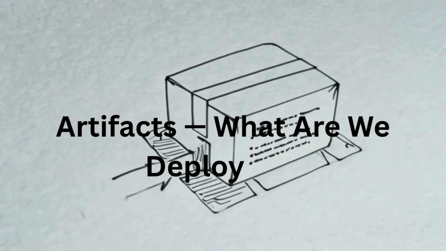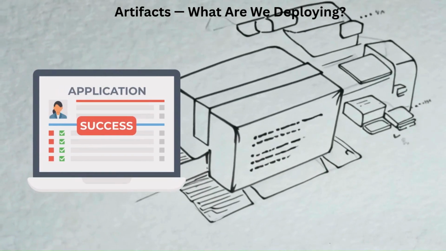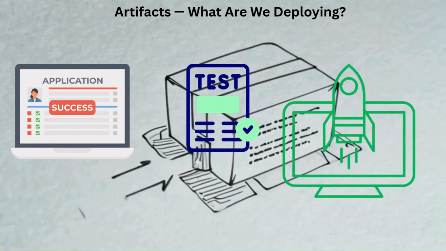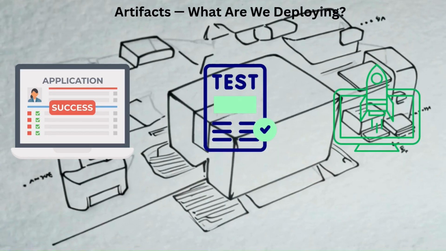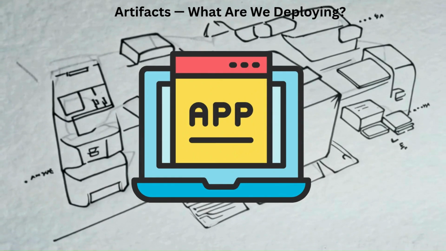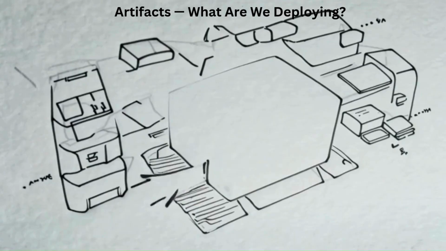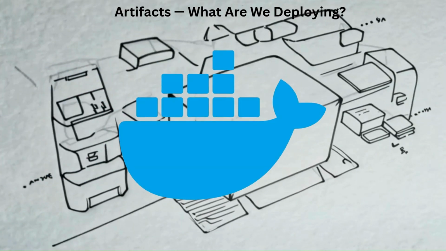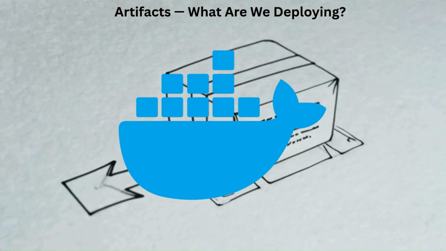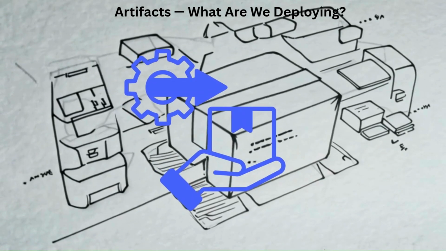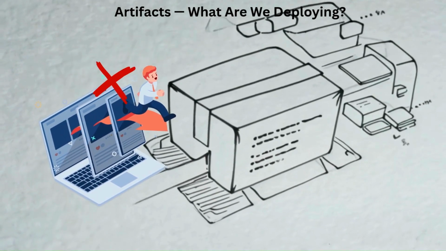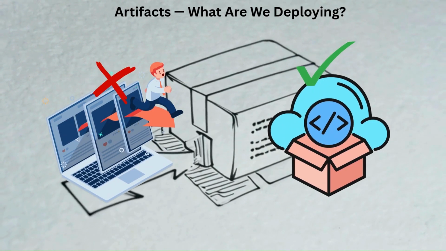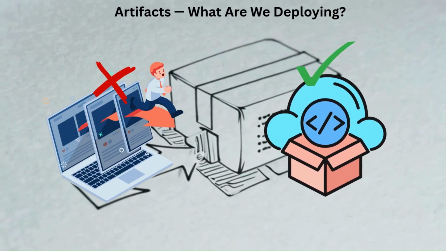Artifacts. What are we deploying? After the application successfully builds and passes tests, we need something to deploy. That output is often called an artifact. An artifact might be a compiled application, a package, a zip file, a Java JAR file, a Python package, a front-end build, or a Docker container image. Think of an artifact as the packaged result of the build. Instead of rebuilding the application differently for every environment, we can create a versioned artifact and promote that artifact through the pipeline. This creates consistency.